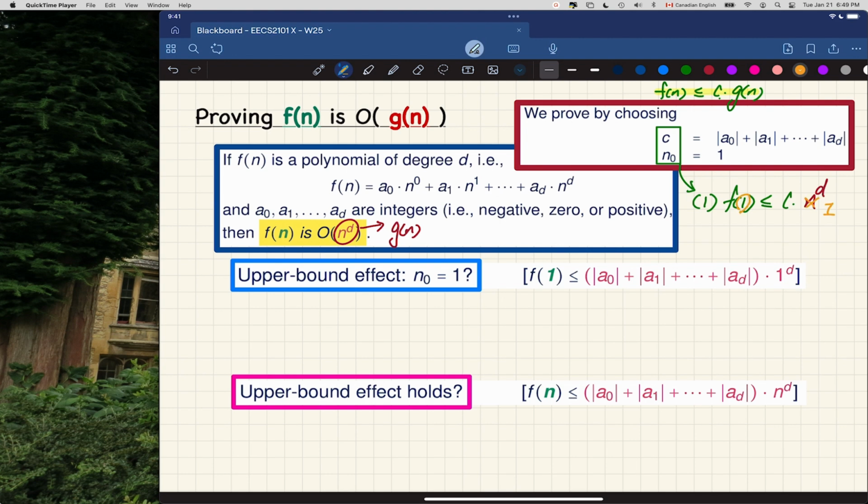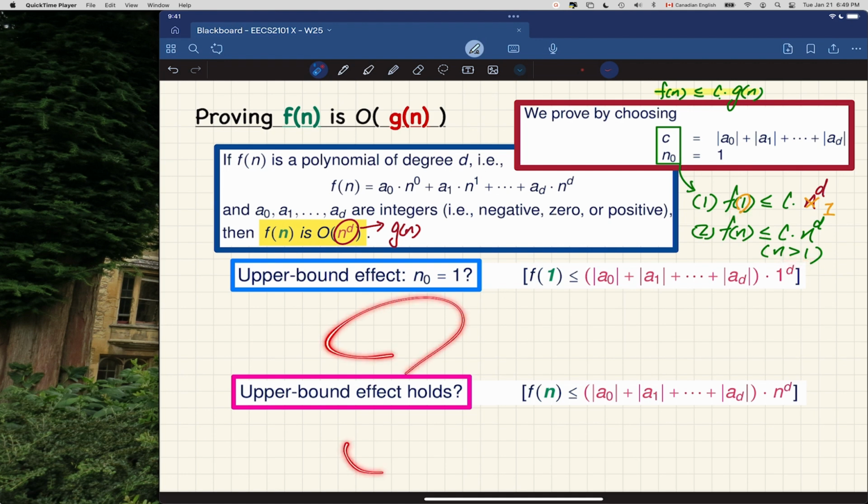Number 2, and then we are done for today. We also want to make sure the upper bound effect extends beyond, so f of n in general is less than or equal to c times n to the power of d, where n is strictly larger than 1. So we are considering both the 1 case and the larger than 1 case. We're going to prove these two. They are rather easy to prove, but it can definitely give us some insight. All right, thank you. I'll see you on Thursday. We'll continue from there.